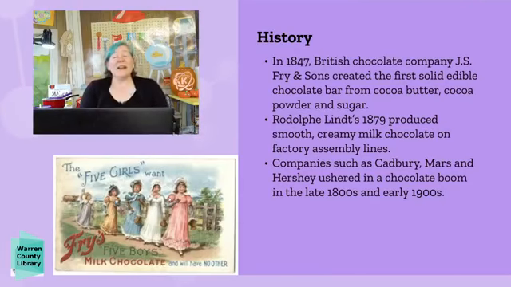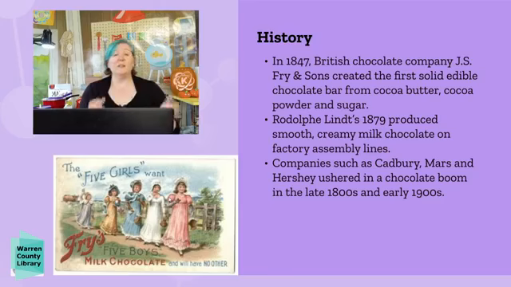Because by 1847, a British company called J.S. Fry & Sons created the very first solid edible chocolate bar. And they used cocoa butter, we'll talk about that, cocoa powder, and sugar. And it was incredibly popular. It was shelf stable. You didn't have to mix it up right now. You could take it home for later, which was a big plus. It was affordable, and it very quickly became very popular among the British. And once the British liked something, well, it spread throughout Europe.